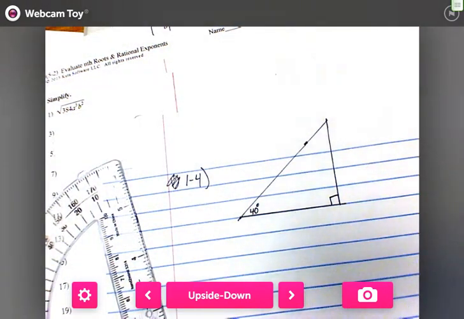Everybody should be doing this right now. You can do this in your notebook. You can do this on a piece of notebook paper that I told you to pick up, but everybody should be doing this right now. Now, everybody's triangle is going to be a different size. Okay? Everyone's going to be a different size.